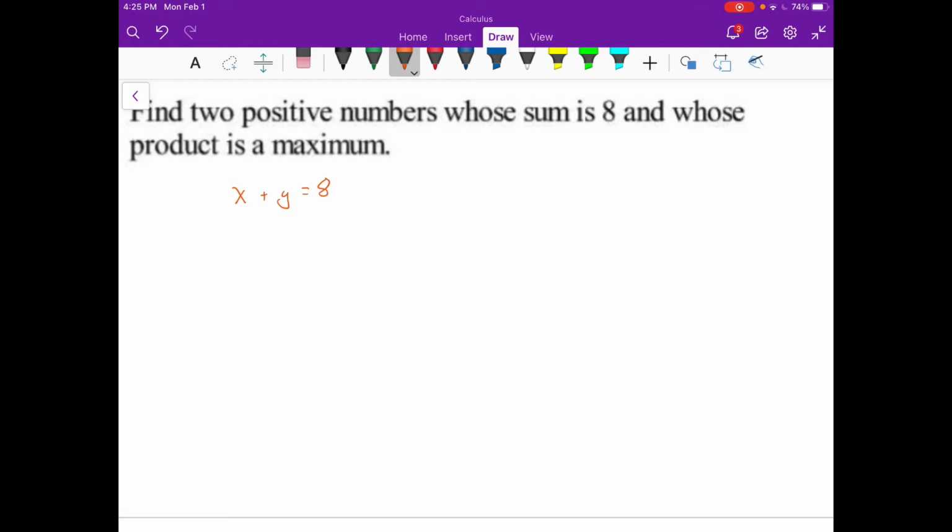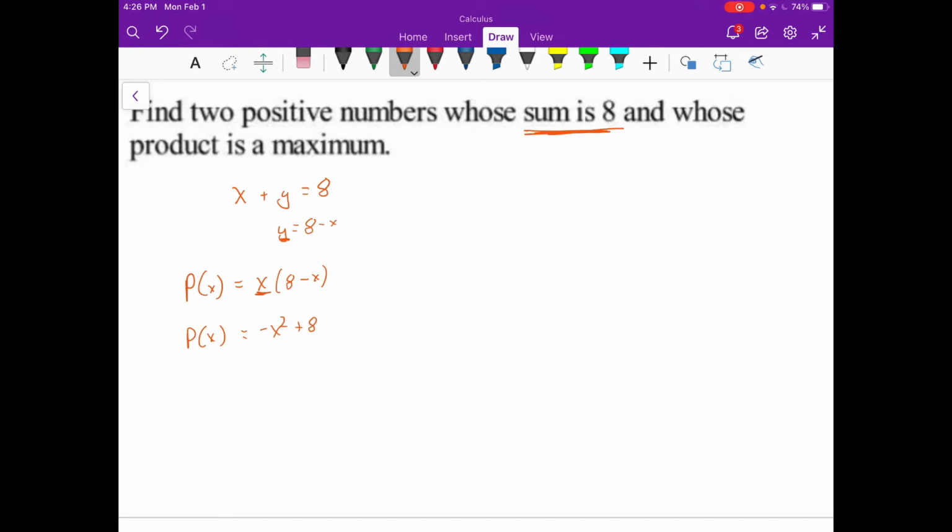Now, realize when we do this, we want a function to find the product, so p of x, and we're going to do this x times something, x times y. So using this first part, that the sum is 8, we can find that y equals 8 minus x, and so our product is going to be x times y, but y is 8 minus x. So the product is going to be negative x squared plus 8.